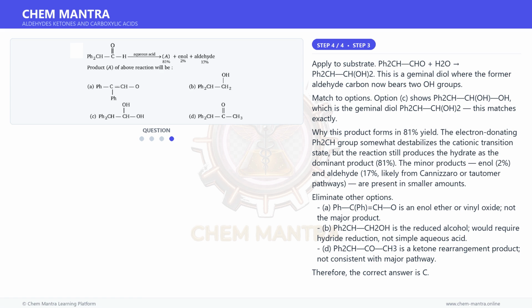A. Ph2C=CHOH is an enol ether or vinyl oxide, not the major product. B. Ph2CH-CH2OH is the reduced alcohol, would require hydride reduction, not simple aqueous acid. D. Ph2CH-CH3 is a ketone rearrangement product, not consistent with the major pathway.